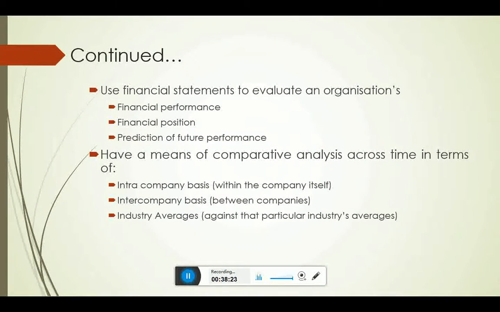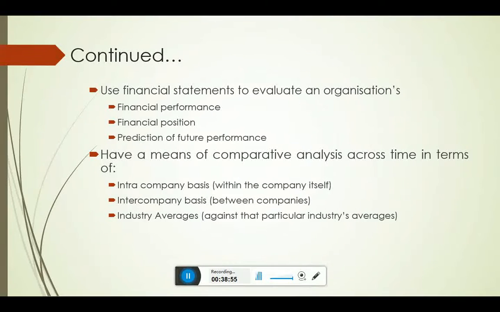The second type of comparative analysis is called intercompany analysis. It means that we compare our company with another company, right? For example, a university may compare itself with another university which provides the same faculty, which is of the same size and same structure, right? Similarly, industry averages.